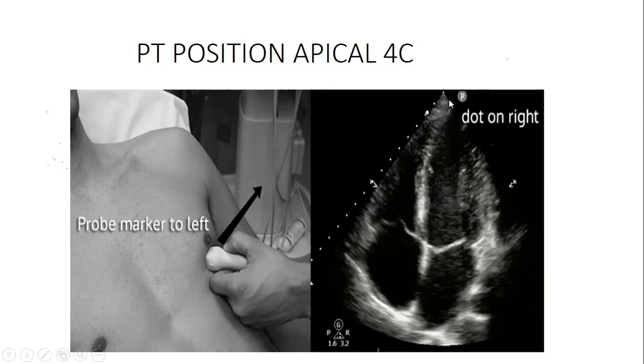So this is more apical, because the apex is here, probe orientation. And if the apex is here, this could be the top part of the heart. It's inverted. So don't get confused with echo images. It's inverted, because this is where the footprint is. This is where we are.